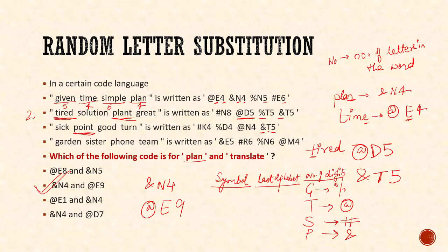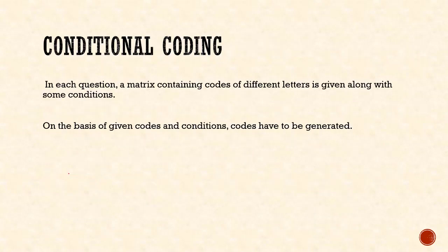This is the new kind of variant that has been asked in coding-decoding in a couple of exams. So if you know it, it's better. If you get a question like this, I'm sure you'll be able to solve it now. Conditional coding. In this kind of question, a matrix containing codes of different letters is given along with some conditions, and on the basis of the given conditions and codes, new codes have to be generated. Let's see how the question looks.